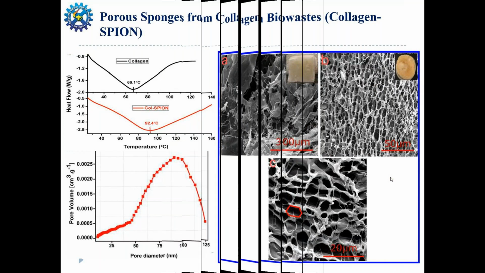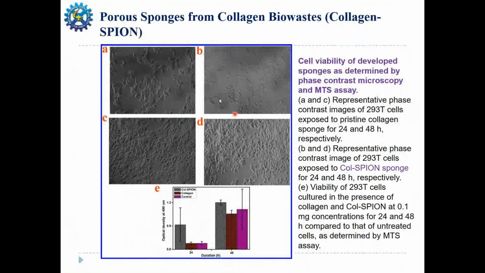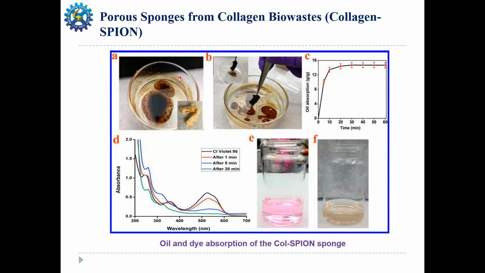So we studied both. The cellular stability is good for these collagen SPION sponges. Therefore, it can be used for biological applications as a scaffold. And we also use this for environmental applications like oil removal. You can see the oil absorption is up to 15 grams per gram, and it can also be used to remove the dyes as an absorbent.